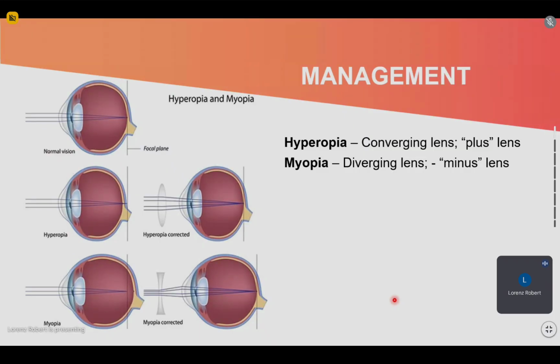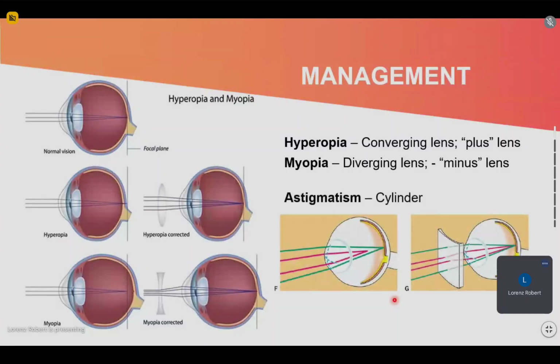The converse is true. In myopia, light is focused in front of the retina. So we want a lens that is less powerful, that causes light to diverge. So we're going to put a divergent lens or what we call a minus lens. In astigmatism, we use a cylinder lens. Okay?